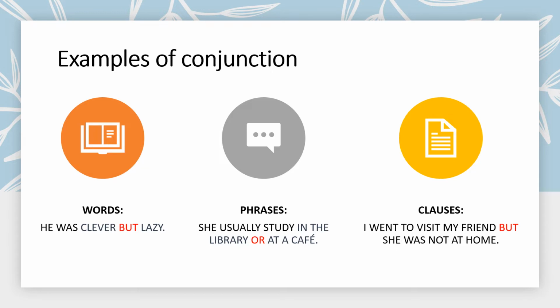Example of conjunction: joining words. He was clever but lazy. Example of conjunction: joining phrases. He usually studies in the library or at a cafe. Example of conjunction: joining clauses. I went to visit my friend, but she was not at home.